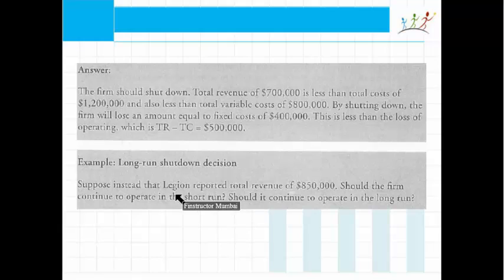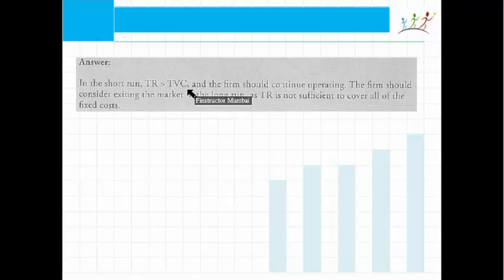Similarly, in the next example, if the total revenue was 850,000, then he should continue because he would at least be able to recover his variable costs and reduce the loss. But in the long run, if this situation doesn't improve, he may still have to exit the business completely. In the short run, if he is able to cover the variable costs, he should carry on.